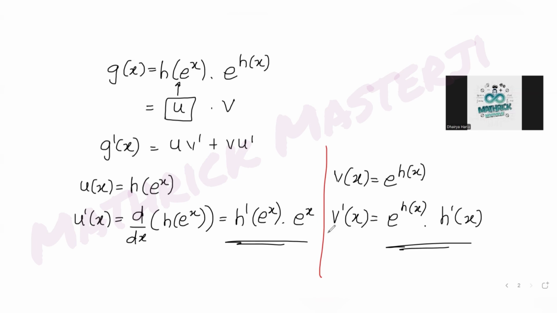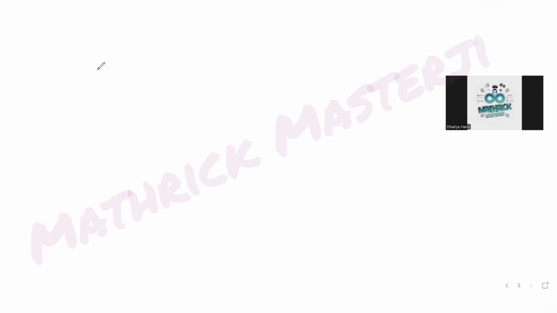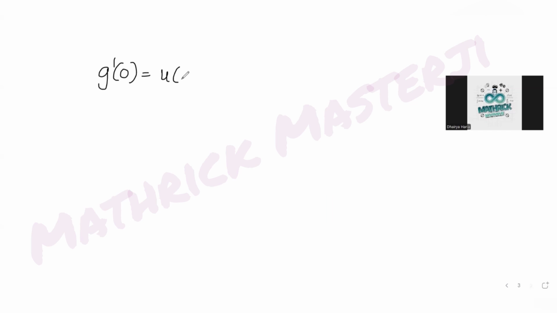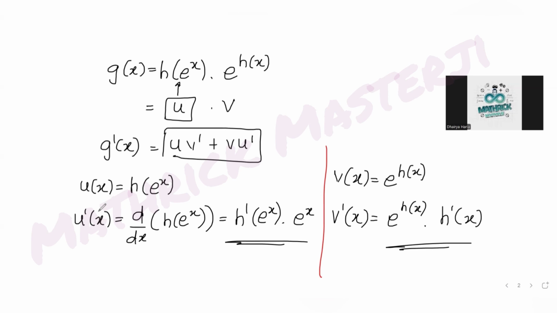Now, I actually want g dash of 0. We already know it is written in this form, so I get u of 0 into v dash of 0 plus v of 0 into u dash of 0. So we have all of these functions with me. Now let's try to find u of 0, u dash of 0, v of 0, and v dash of 0.